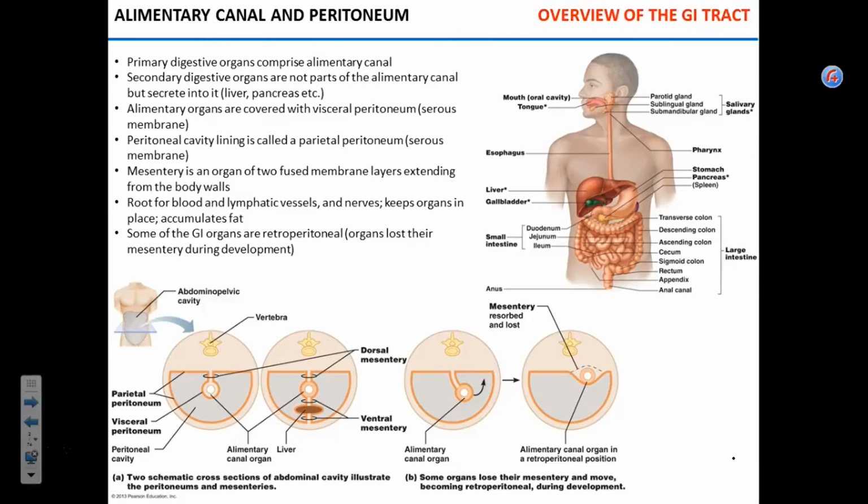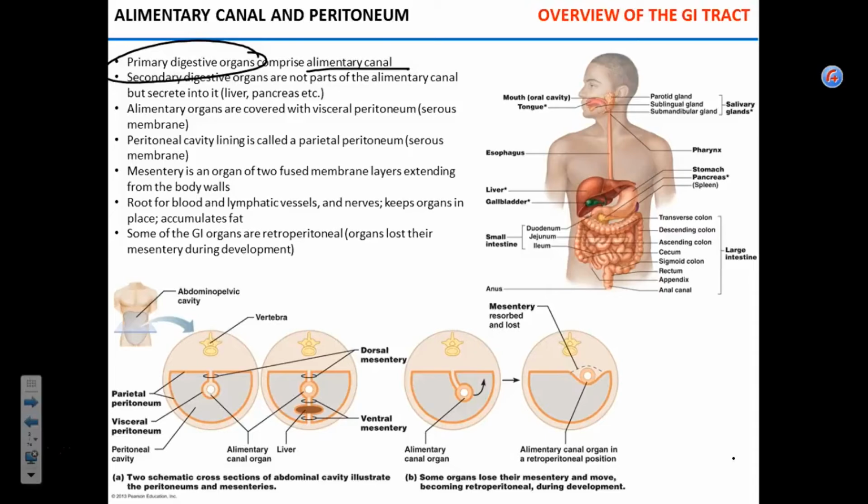digestive system is essentially a hole in your body. Very convoluted one, but it starts in the mouth and ends in the anus. Okay? And all organs that comprise that hole, that comprise that channel, are called primary digestive organs. And that channel is called alimentary canal.